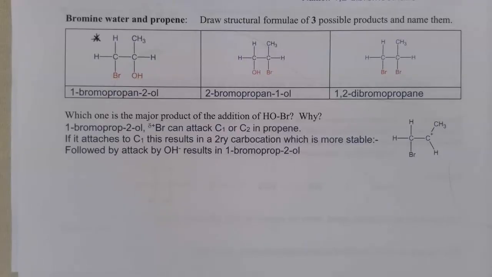And it comes back to this stability of the carbocation. So this is the more stable carbocation, so it's more likely to be formed, and therefore you get more of this product, 1-bromopropan-2-ol. So that finishes this video, just looking at the unsymmetrical alkenes and their electrophilic addition mechanisms.